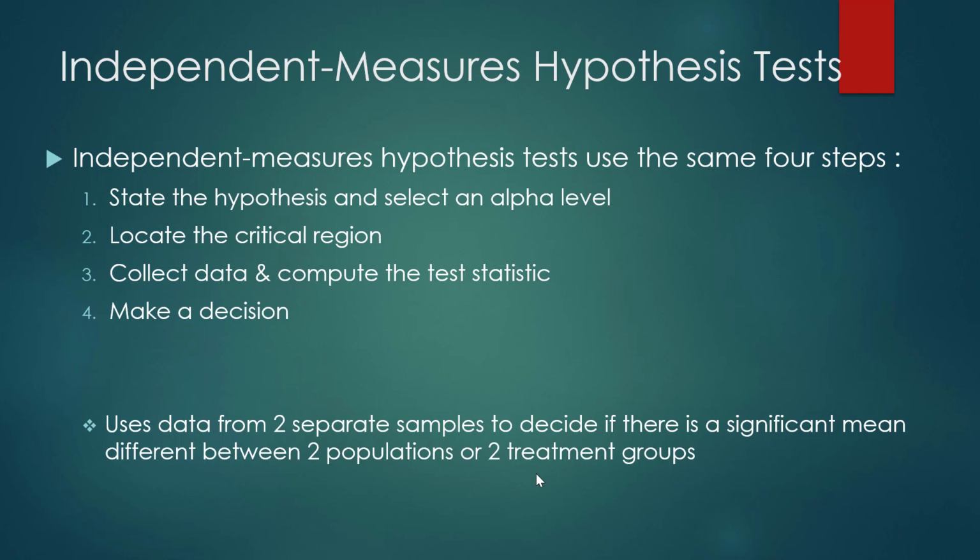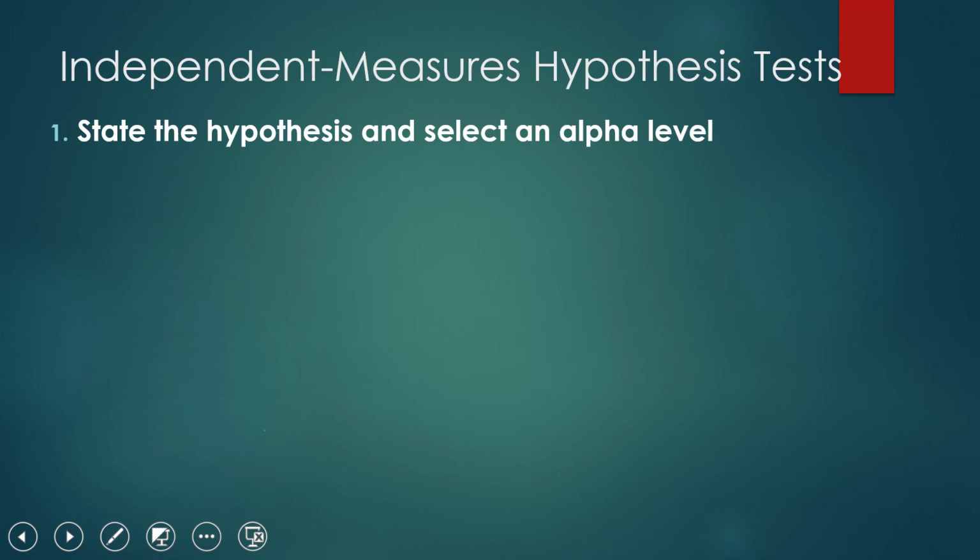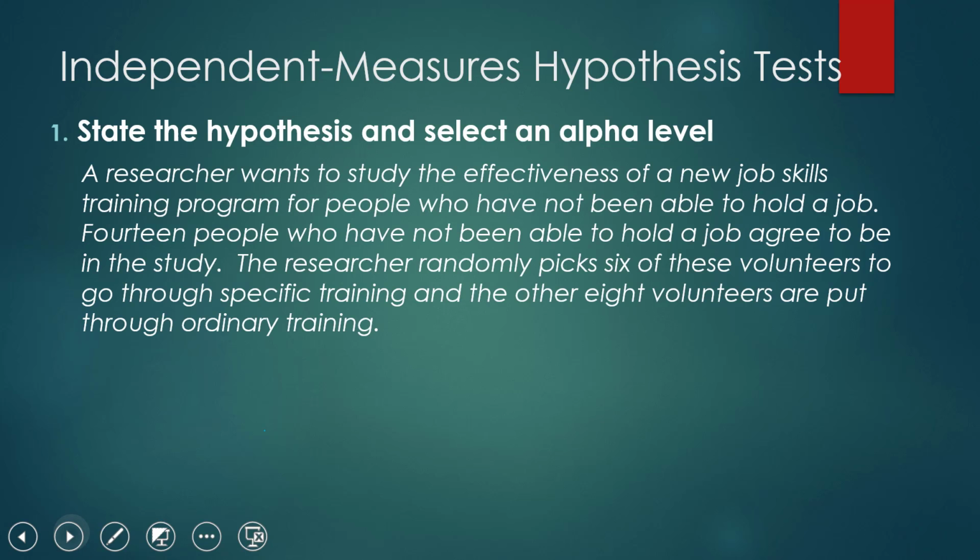And again, keep in mind on your test, you're going to have to be able to know by looking at an example: are we comparing two samples, or are we having one sample compared to a population mean? Because the calculations, as we've seen, are different. First, we need to state the hypothesis and select an alpha level.